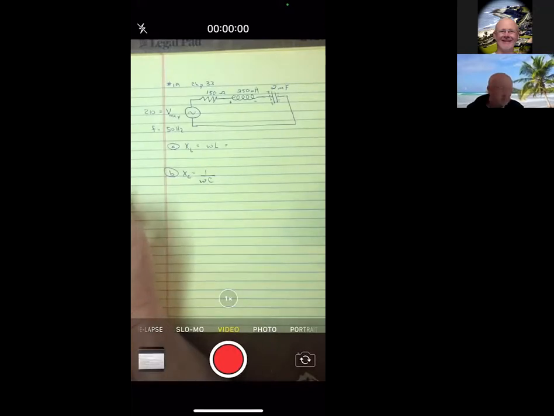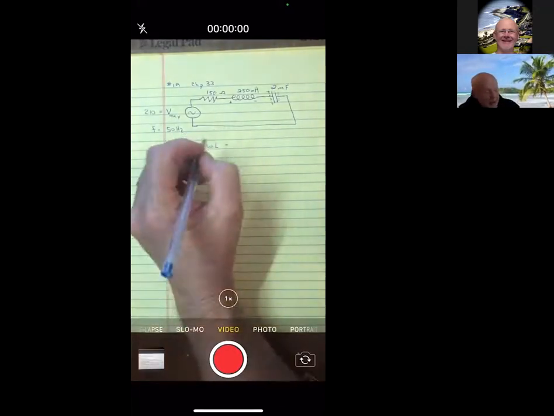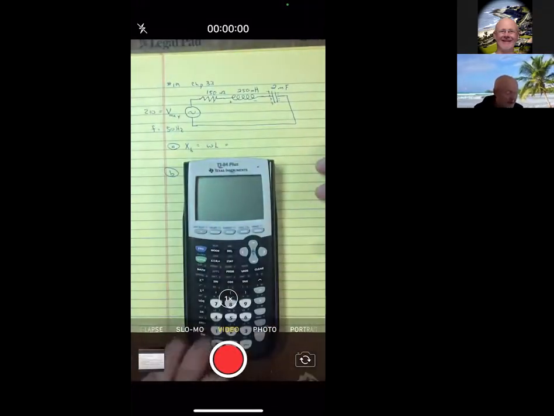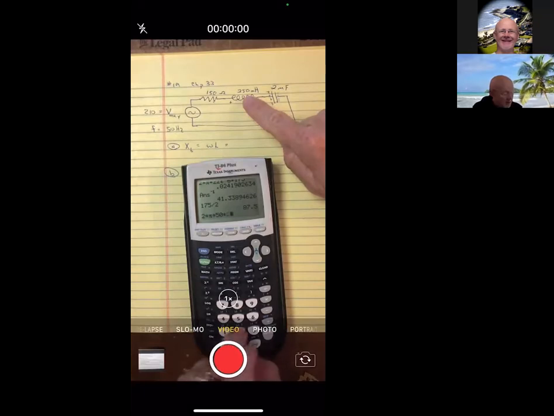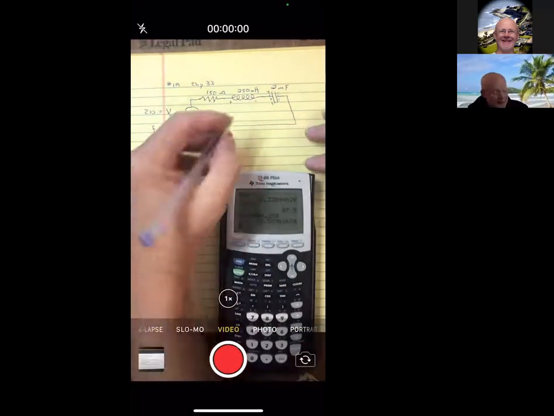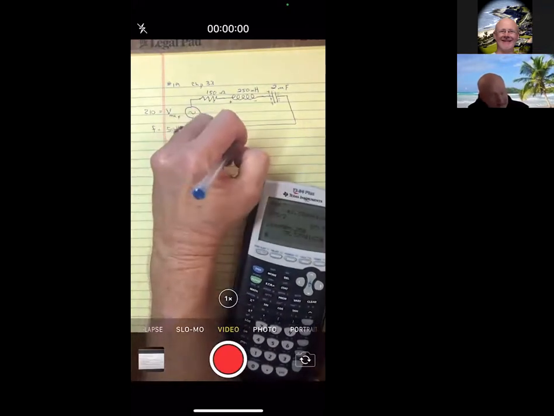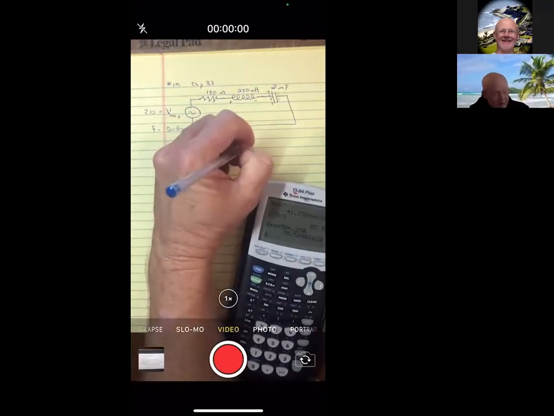So now we can just multiply these together, starting with the inductor. Omega would be 2 times pi times 50 times the L. What I say the L was 250 millihenries. So I'm going to write it as 0.250. And that comes out to be 78.5.